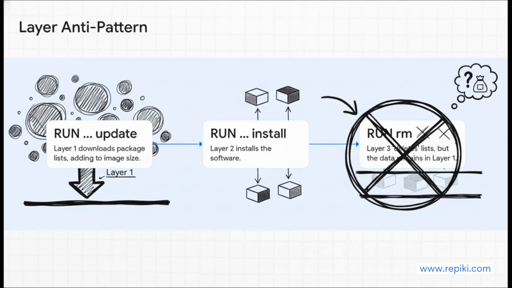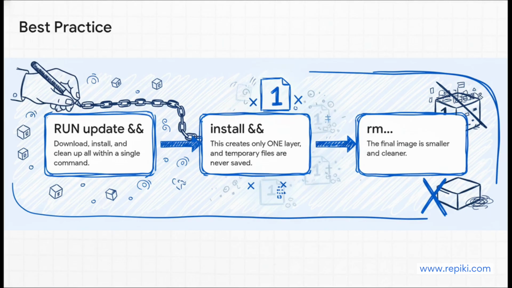But here's the catch. Those lists are still there, taking up space, bloating that first layer. Your final image is way bigger than it needs to be. So the crucial takeaway is to chain these commands together into a single run instruction using &&. This ensures that all the temporary files, like those package lists, are created and deleted within the very same layer. That means they never get committed to the final image. It's such a simple change, but it makes a huge difference in your final image size.